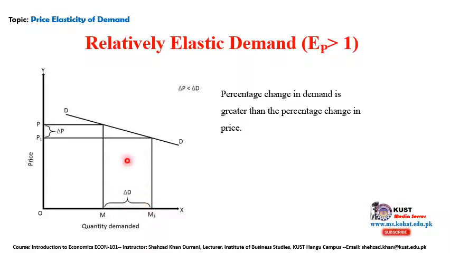So change in D here is greater than the change in P. In other words, you can say that change in P is less than the change in D. Change in P means change in price, which is less than the change in quantity demanded, right? And this is called relatively elastic demand, where we say EP is greater than 1. This is the symbolic or mathematical representation of the relatively elastic demand.